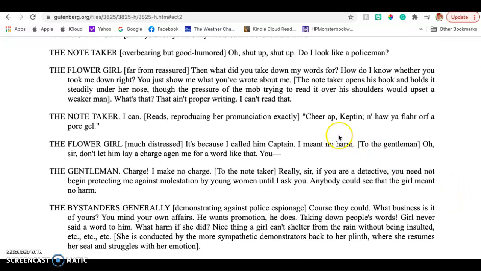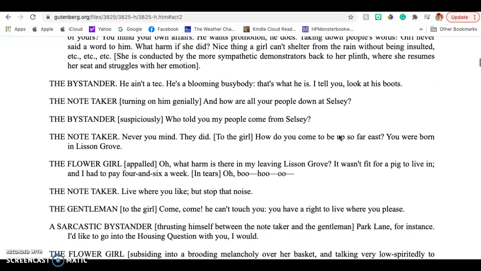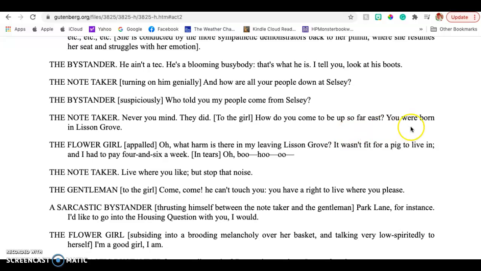And she even says here, like, cheer up, Captain. Nah, you fought. I can't even say it. She's asking if he'll buy a flower off of her. And the note taker is actually kind of making fun of her in a way, but he is actually interested in how she's talking.